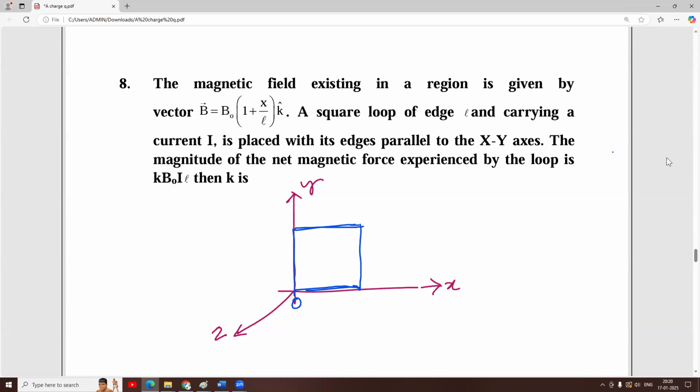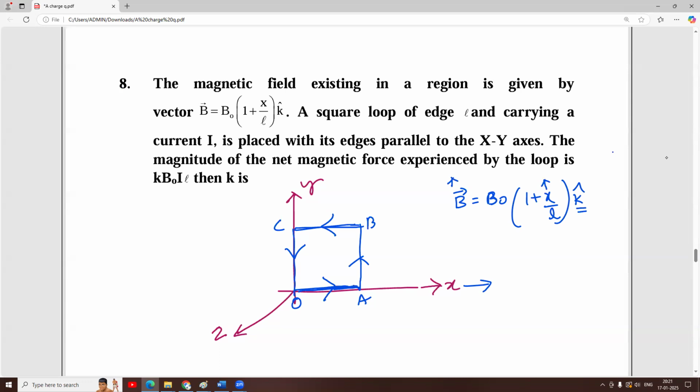I'll name it O, A, B, C. Let it carry current like this. When it carries current like this, it will experience a force and a torque also. But the force experienced by all the sides is not equal, because you see the formula for the magnetic field, B is equal to B naught into (1 plus x by L) into k cap. This is the magnetic field. As you move along the x-axis, as the x value increases, B will also go on increasing, but its direction is along k cap.